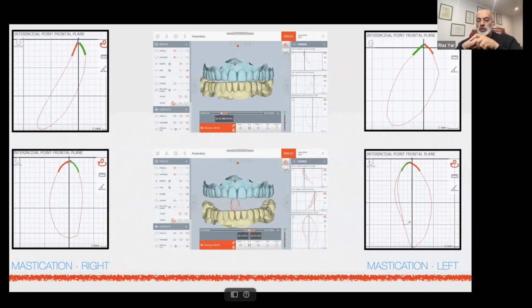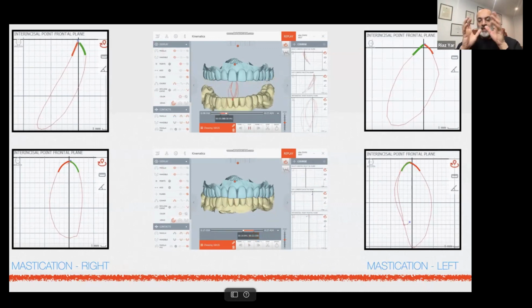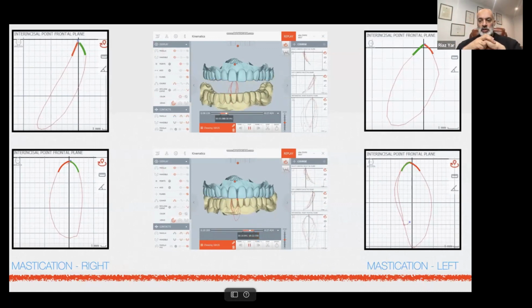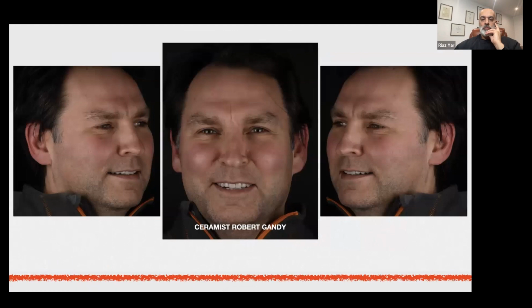And look at his motion. The top picture is his motion at the start and the bottom is the motion at the end. So we have a different cuspal inclination, a different cycle in and cycle out pathway. These are the restorations at the end and the smile.